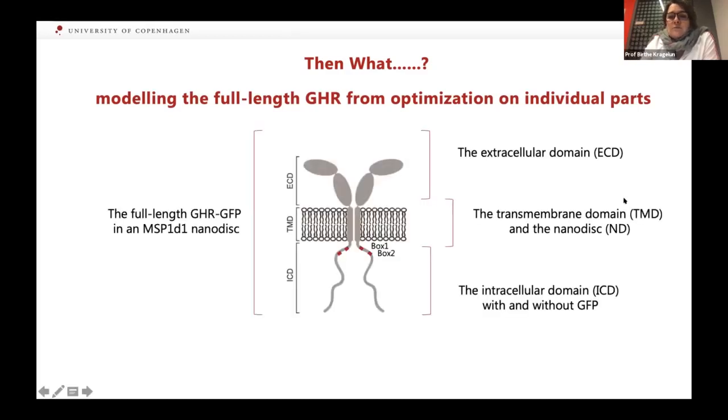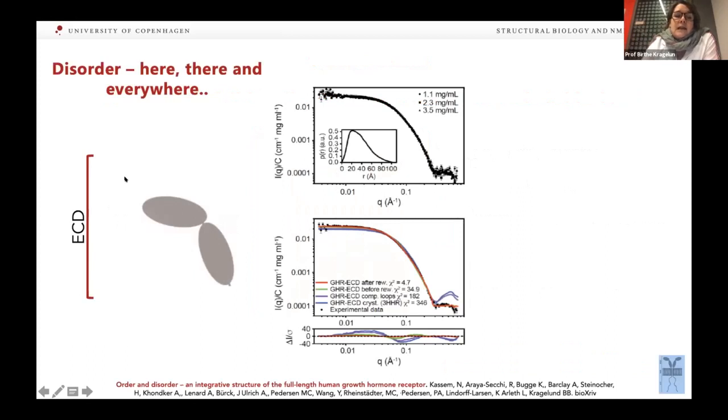So what we did was that we again expressed the extracellular domain, the transmembrane domain, and the intracellular domain, and ran different types of analyses on these individual domains and their SAXS profiles. And what we see here is the scattering profile from the extracellular domain. And when we fitted that to the crystal structure, you can see here we have a huge residual because of the missing loops, we thought, but adding the loops in was not enough.